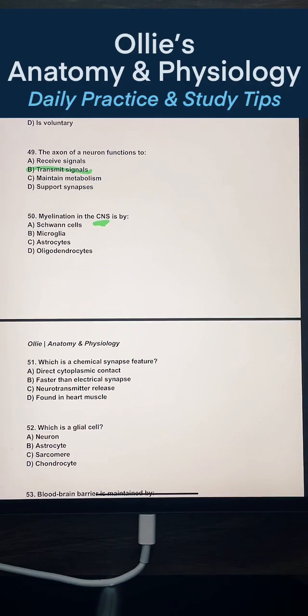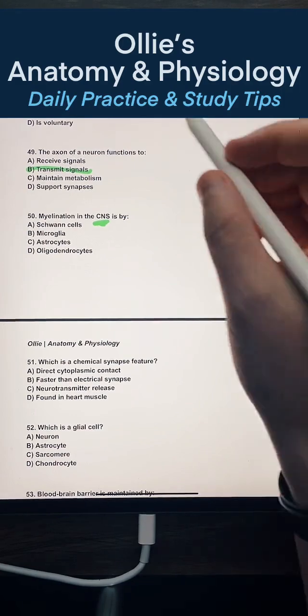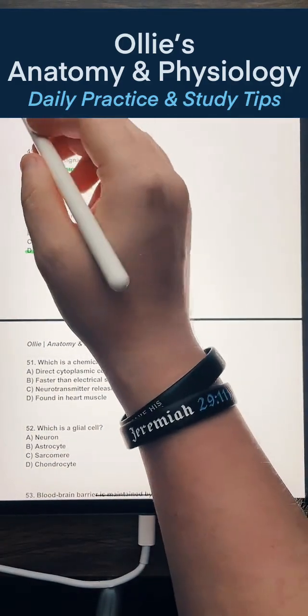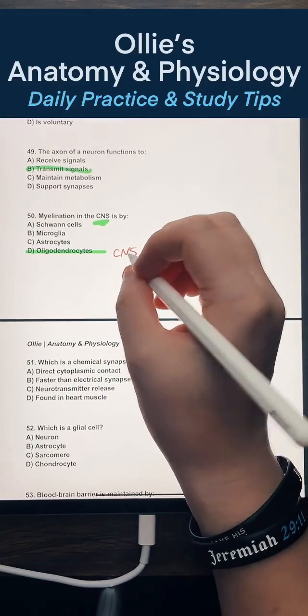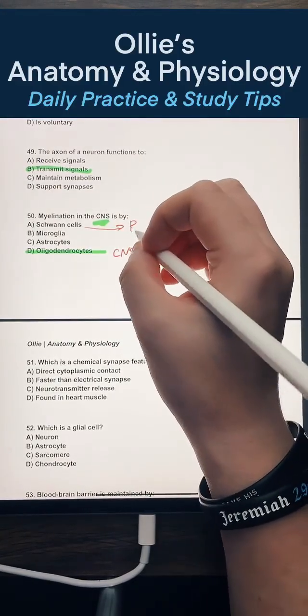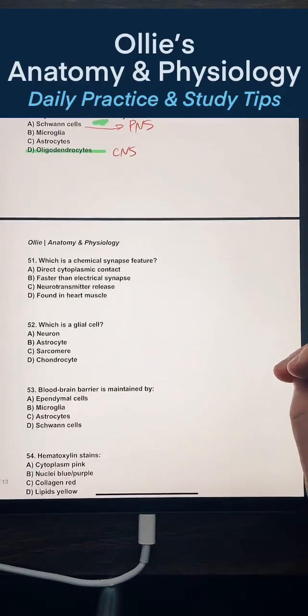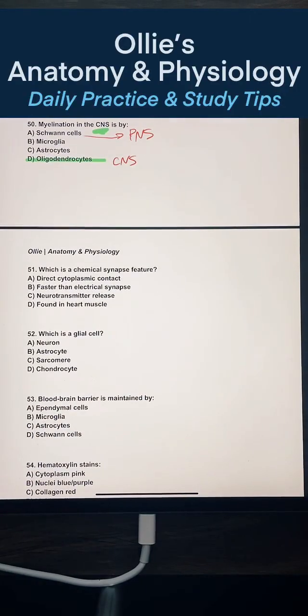Number 50, the answer is D. It's oligodendrocytes. Again, this is in the CNS. Schwann cells are in the PNS. Number 51, which is a chemical synapse feature? A, B, C, or D? What do you guys think for that one?